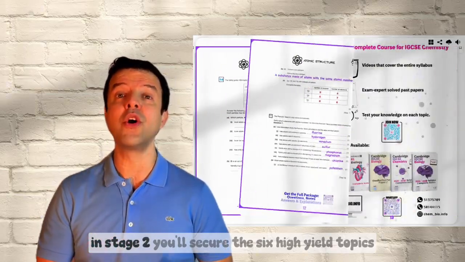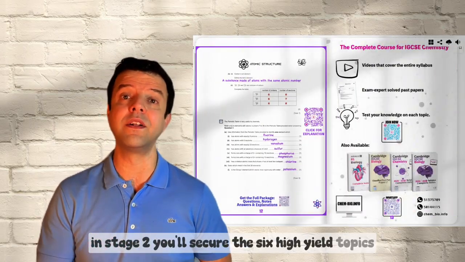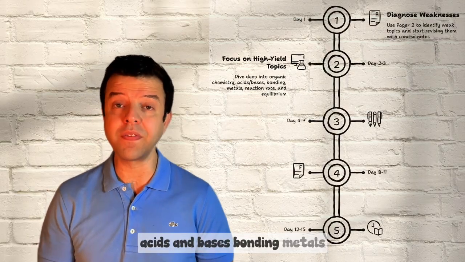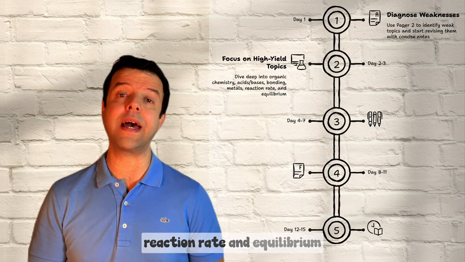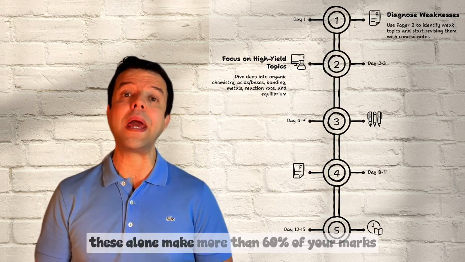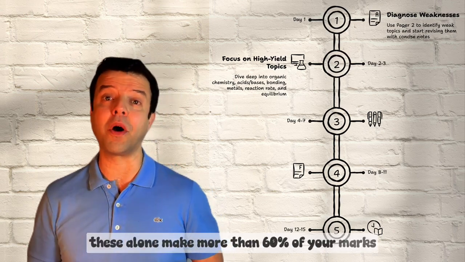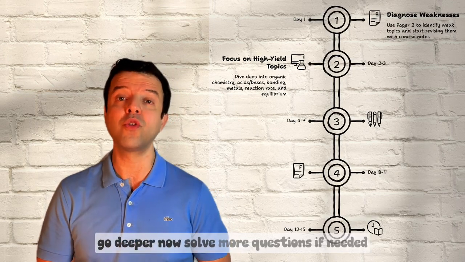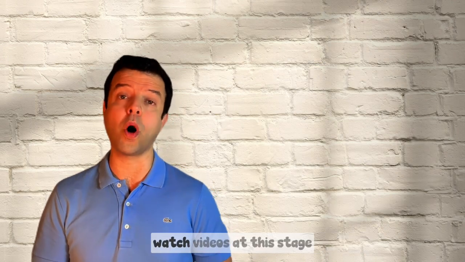In stage 2, you'll secure the 6 high-yield topics. These are organic chemistry, acids and bases, bonding, metals, reaction rate, and equilibrium. These alone make more than 60% of your marks. Even if you revised one earlier, go deeper now. Solve more questions. If needed, watch videos.